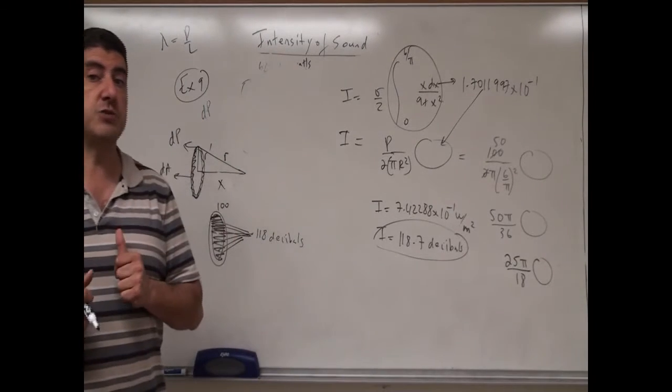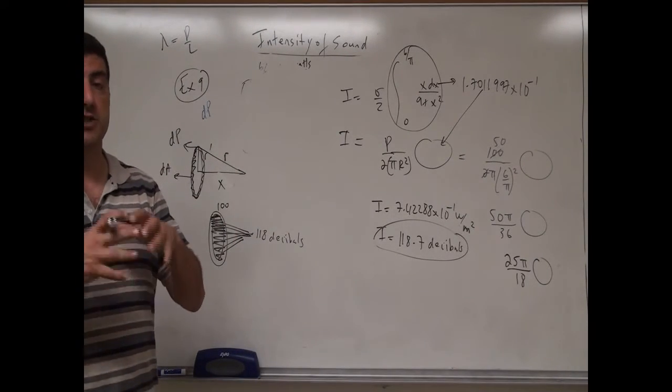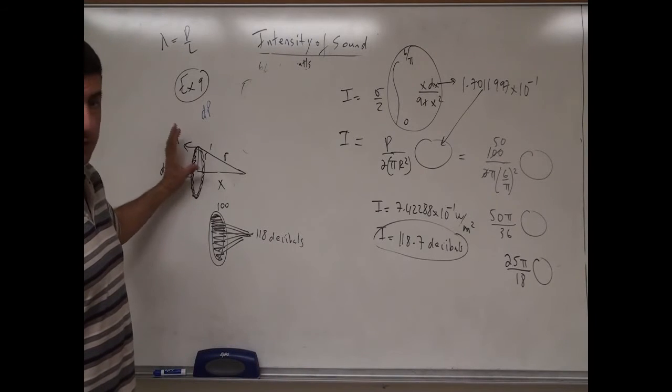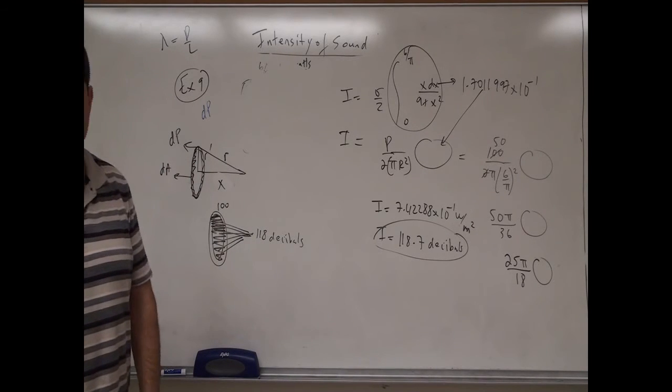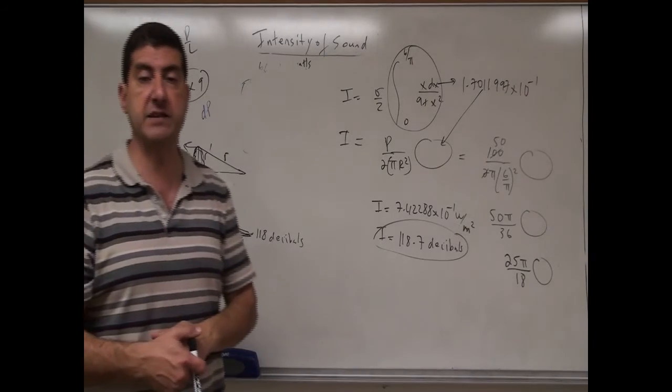Now we'll see what happens if the surface sound intensity is non-uniform and it changes as a function of the radius, and then we'll see how that affects the answer.